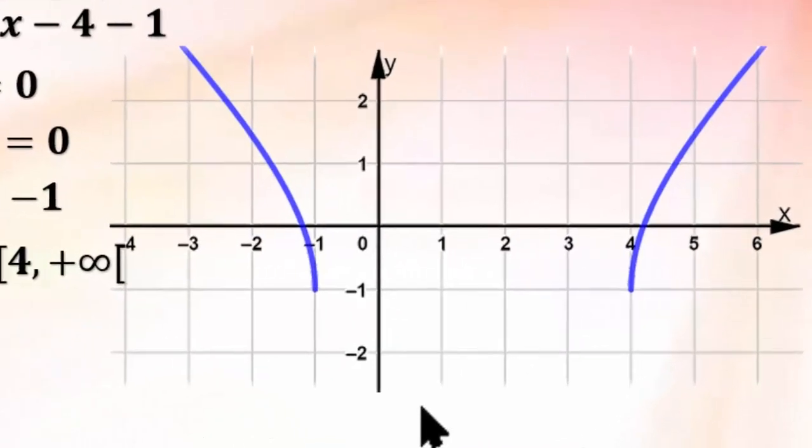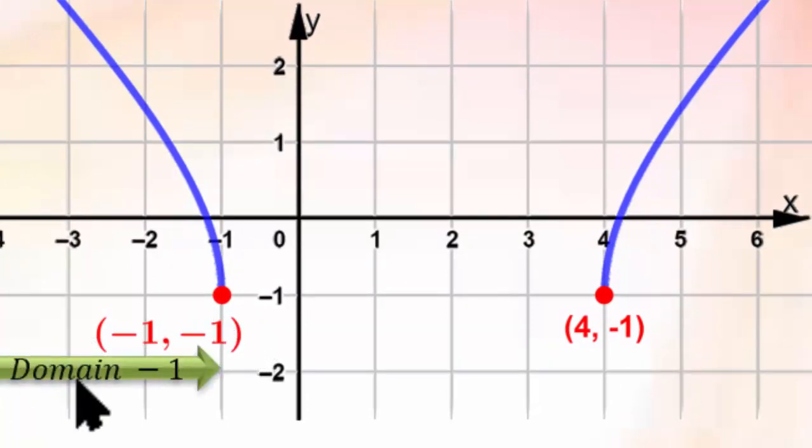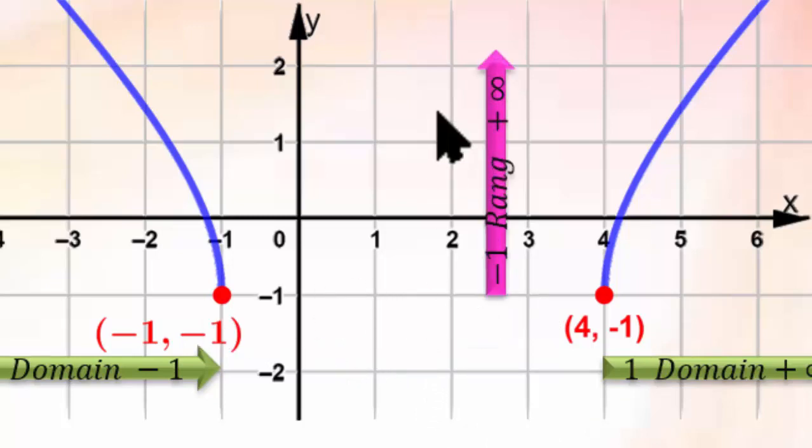as you can see in this graph. The domain begins from minus infinity to minus 1 and from 4 to the positive infinity. But the range starts from minus 1 to the positive infinity.